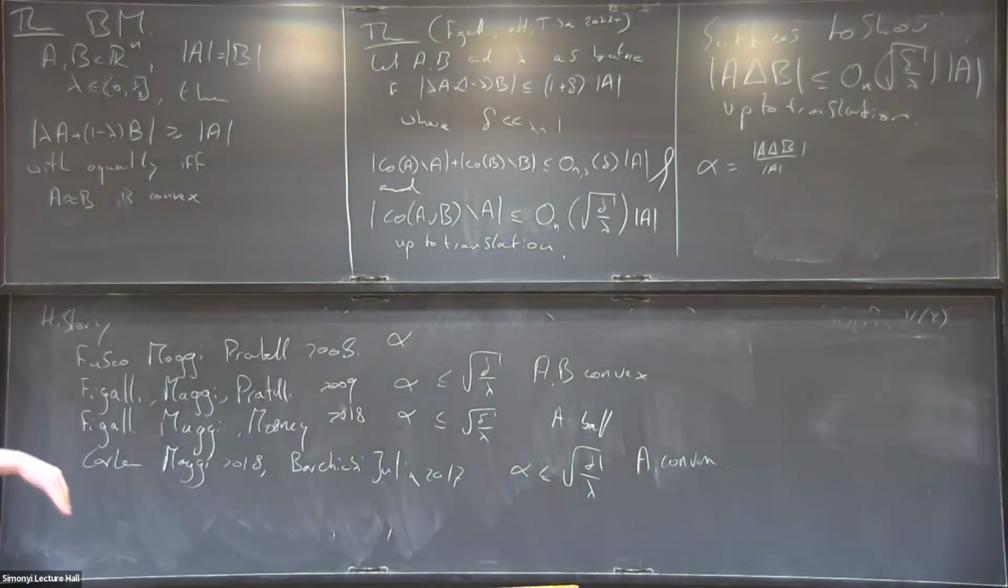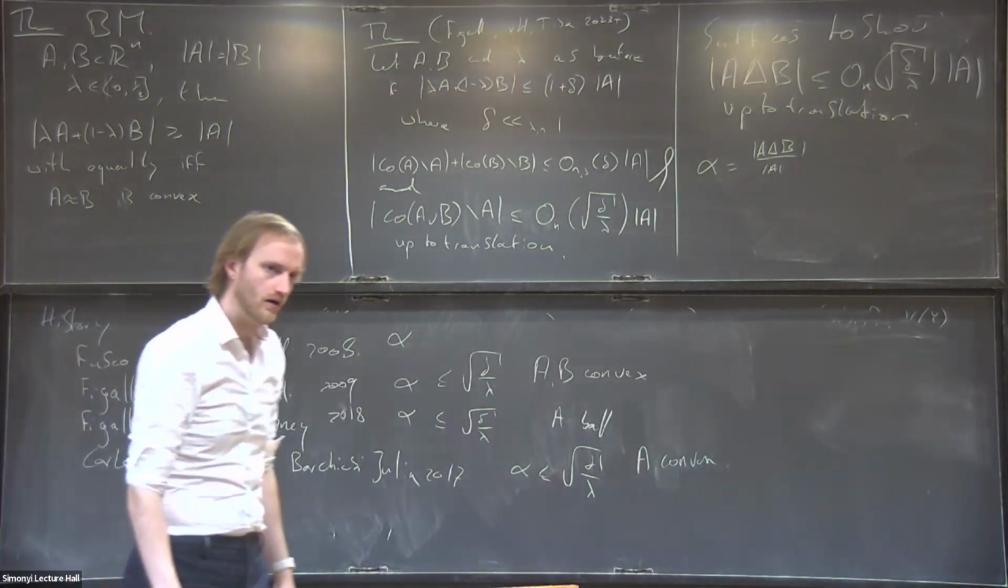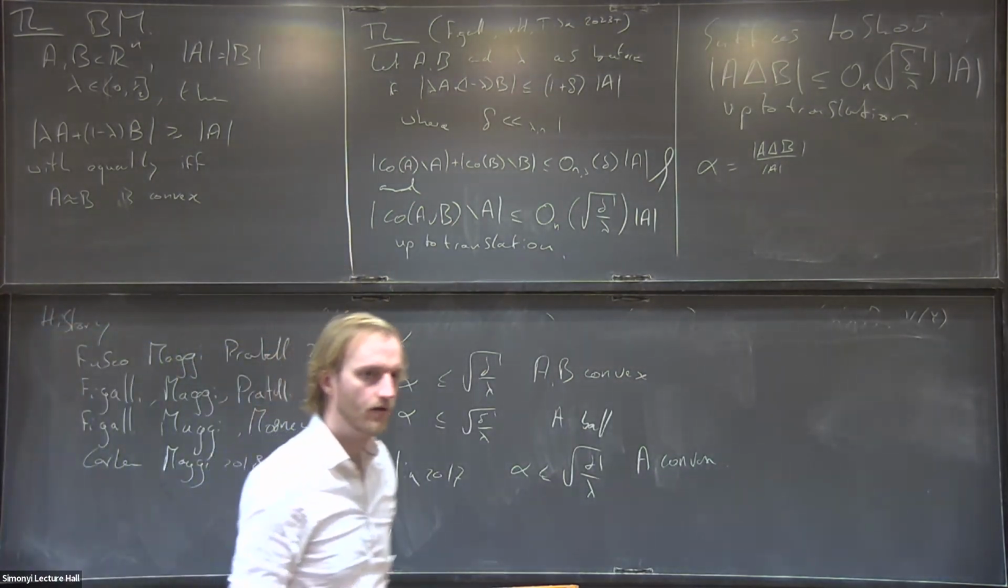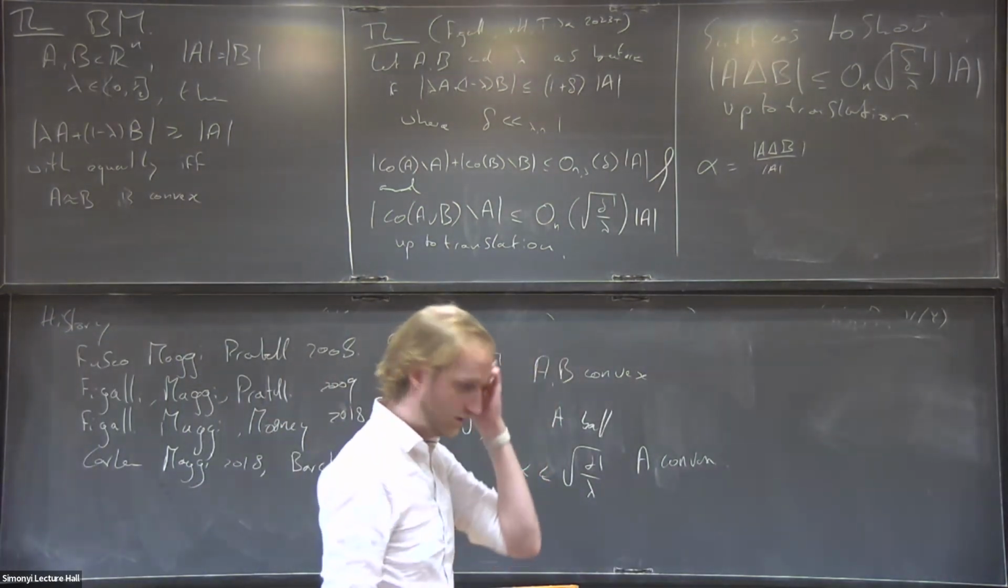Right, so this is in this direction where you take one of the sets to be a convex set. Is the square root bound tight already for all of these special cases? Sorry, is the square root bound tight for all of them? Yes, yeah.